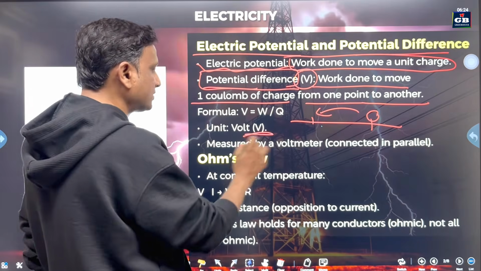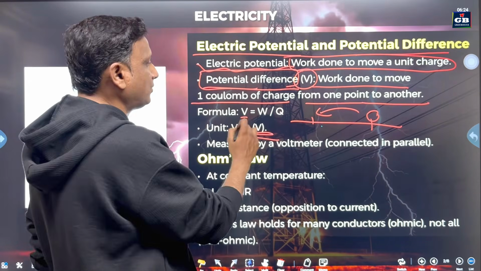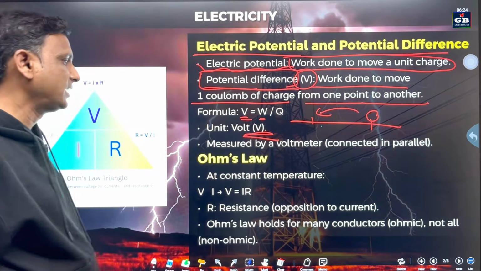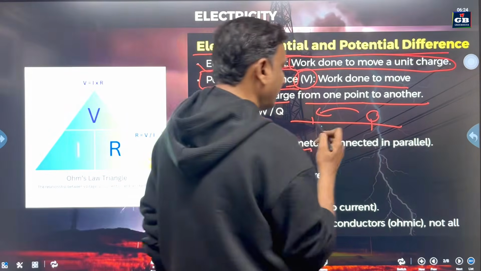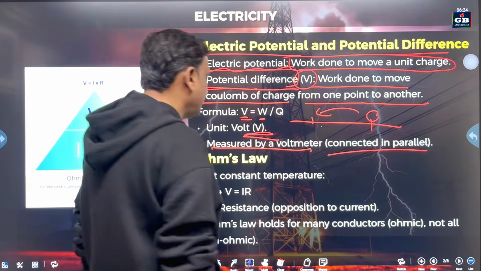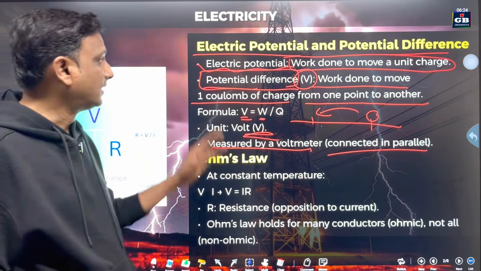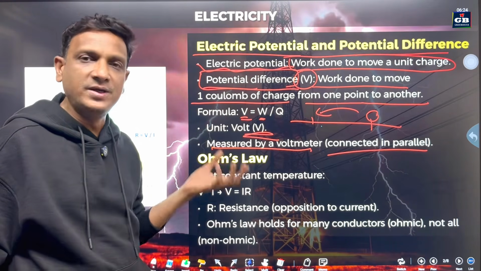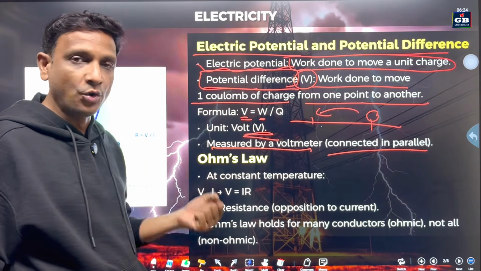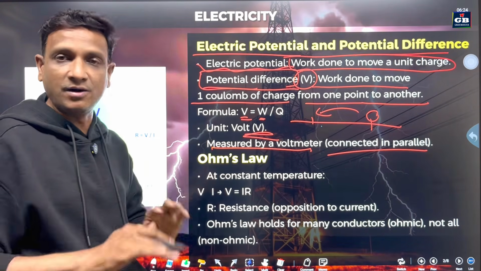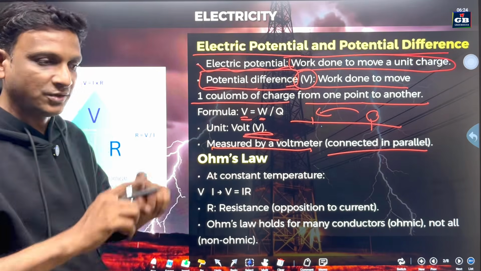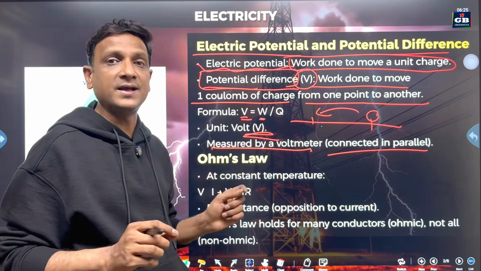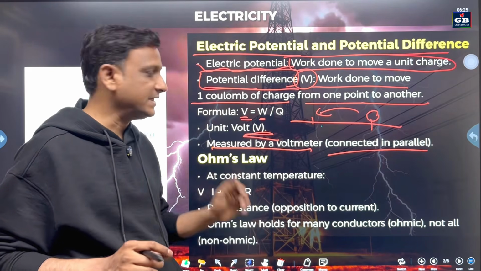What is the unit? Volts. What is the formula? V is equal to W by Q, work done by that charge. It is measured by a voltmeter connected in parallel. How do we measure the electric potential difference? Voltmeter. Voltage is measured by a voltmeter. So the voltmeter we have to connect in parallel, not in series in the circuit. When you are drawing a circuit and connecting it to check the voltage, it should be connected in parallel connection, not series connection.